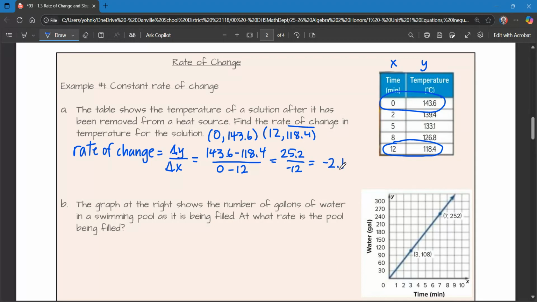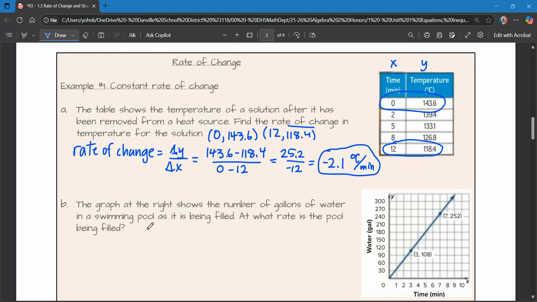Now, rate of change is usually associated with word problems, so I need words here. And the way that you do the words is you put the y word on top and you put the x word on the bottom. So this is negative 2.1 degrees Celsius per minute. Adding the words makes it a true rate of change. Otherwise, you just have a random number and you don't know what it's telling you. Is it telling you it goes down 2.1 minutes every degree, or is it goes down negative 2.1 degrees for every minute? So you got to label.